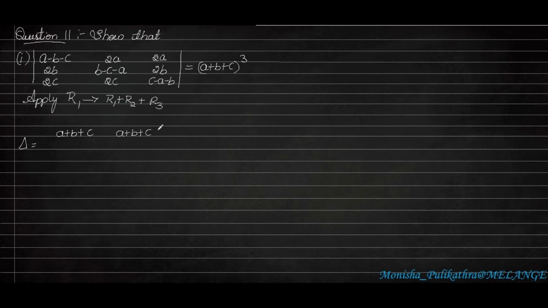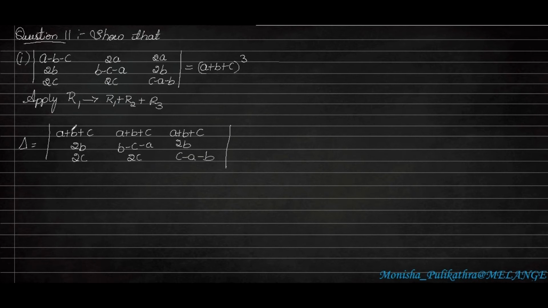a plus b plus c. You can do it in 2-3 steps if you are not understanding the direct method: if you add the first row, second and third row, you will get this answer directly. So after cancelling you will get a plus b plus c. Since we are changing only row 1, row 2 and row 3 will remain as they are, 2b and 2c, 2c and c minus a minus b. So after applying the first rule, you will get this determinant.